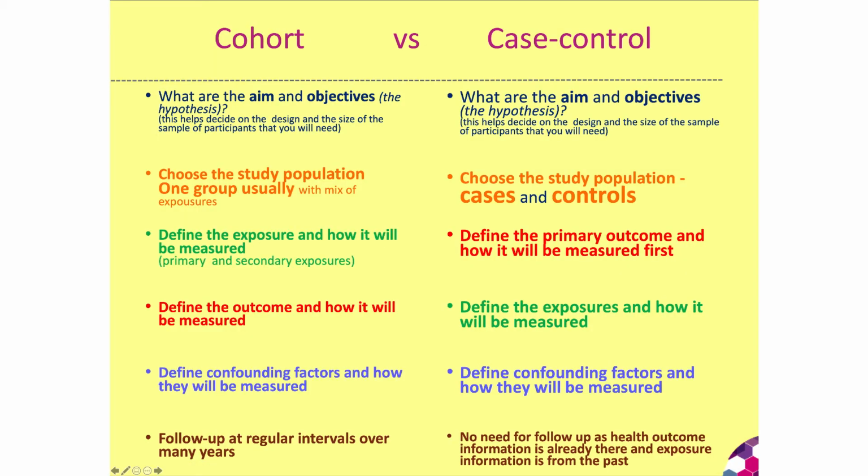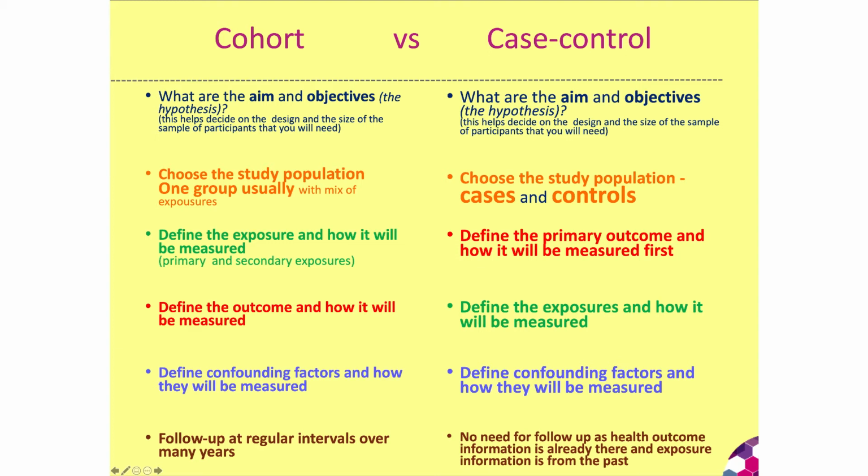So what are the similarities and differences between cohort studies and case control studies? At the top, they both have an aim and objectives. They both choose a study population, though in the case of cohort studies, it's usually one group of people with a mix of exposures. And in the case of case control studies, there are a set of participants who are cases who have the health outcome, and then separately we go and find controls who are people similar to the cases but who don't have the health outcome. Then for cohort studies, we define the exposure and measure it first. But in case control studies, we define the primary health outcome and how it will be measured first.